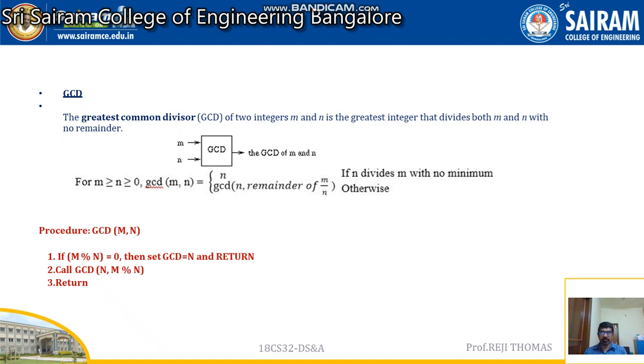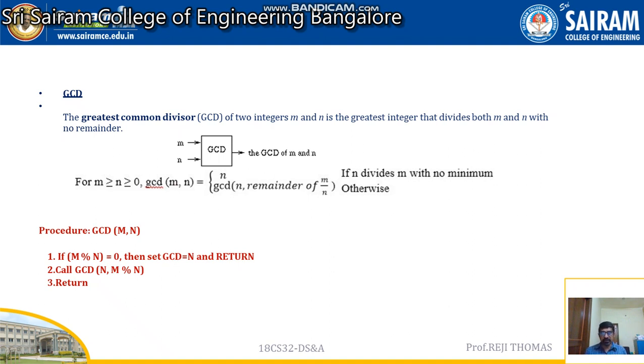And look at the first case. If m modulus n is equal to 0, think that 4 modulus 2 is going to be 0. 4 modulus 2, there is no remainder. If m modulus n is equal to 0, then what we are going to say is n is going to be your GCD. If 4 modulus 2 is equal to 0, everyone knows 4 modulus 2 is 0, there is no remainder. So 4 is your m and 2 is your n.